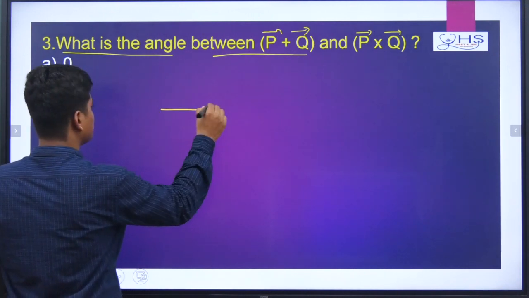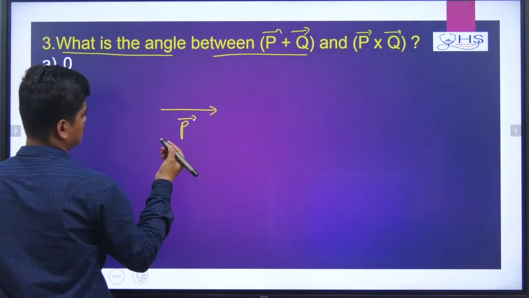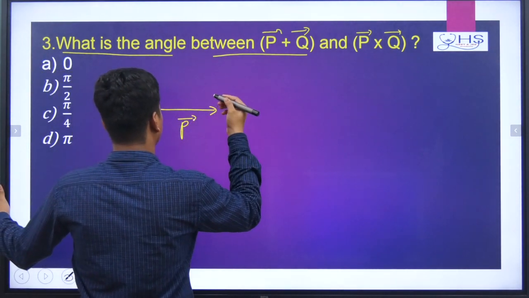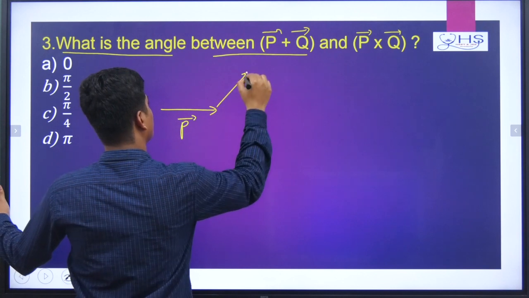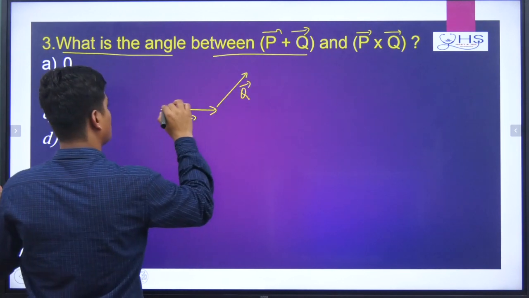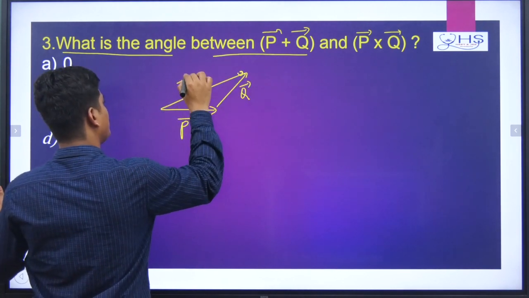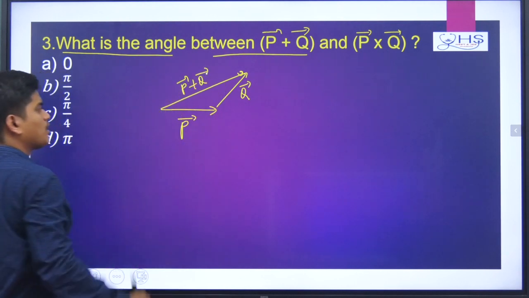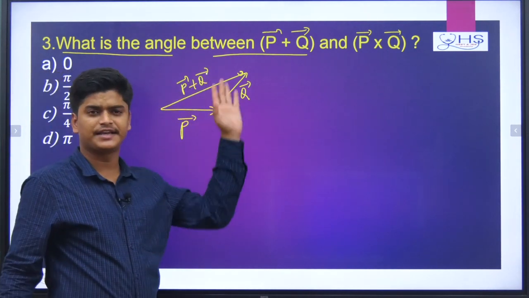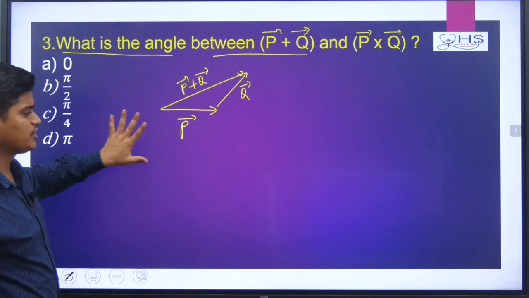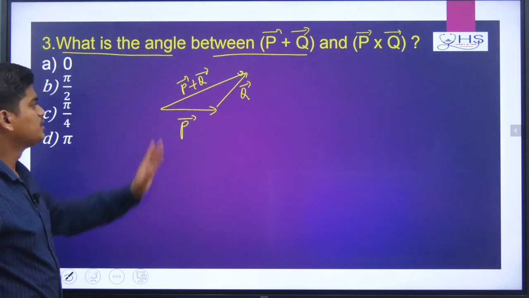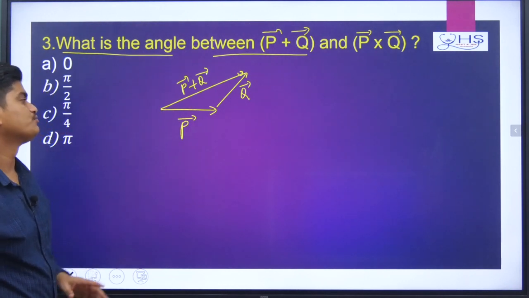Now here understand, so this is your p vector, and here suppose another vector is there in this way, it is your q vector. Now this one is p vector plus q vector. Remember, everything is in one plane. So this is your board, and in this board p plus q, p and q are lying.